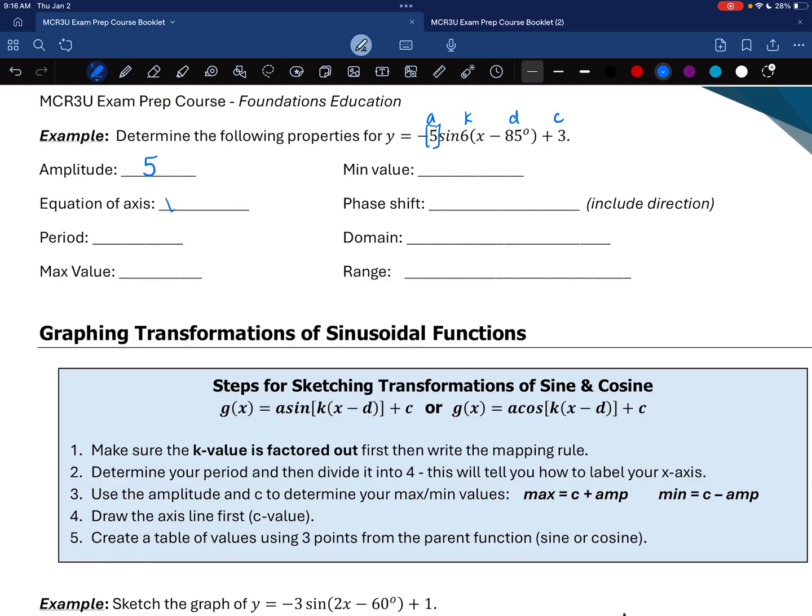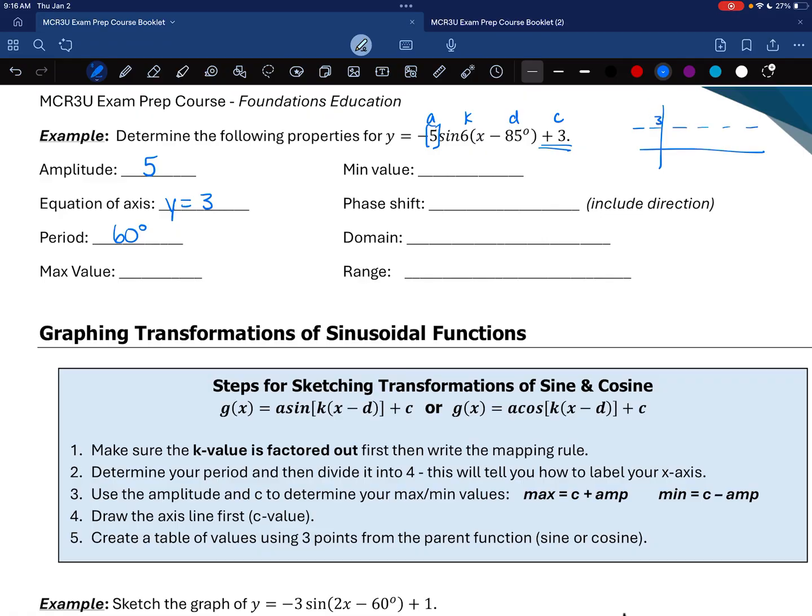The equation of the axis, this has been vertically shifted up 3 units. So our normal axis line at y equals 0 is now at y equals 3. The period has to do with that horizontal stretch or compression. That tells us that our compression factor is 1/6. So we're taking our normal period of 360 and we're compressing it by 6, which is to divide it by 6. And that gives us 60 degrees. Our max value, if we want to give ourselves a little visual here, we said our axis line is at 3.